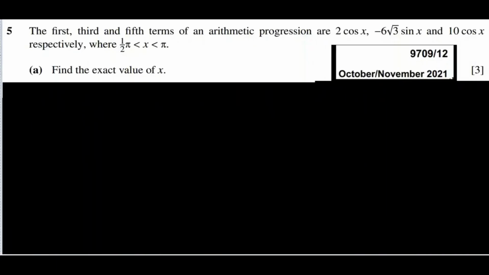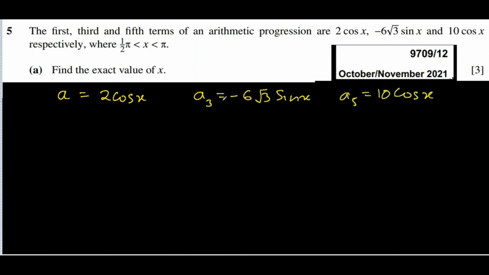In question 5, the first, third and fifth terms of an arithmetic progression are given. So a1 equals 2 cos x, a3 equals minus 6 square root 3 sin x, and a5 equals 10 cos x, and this is the domain for x. Find the exact value of x.